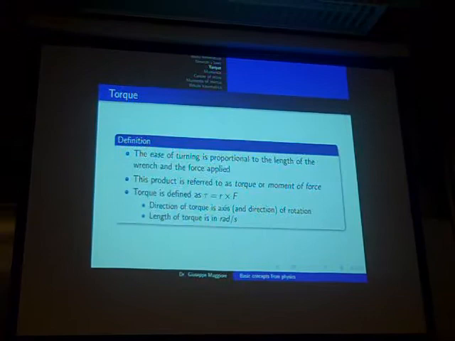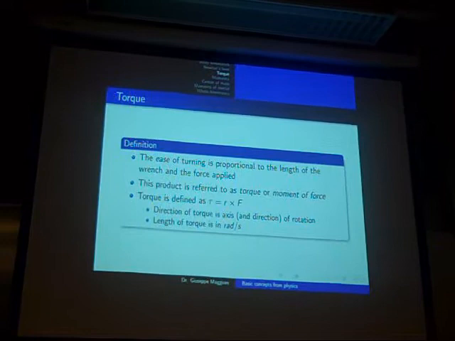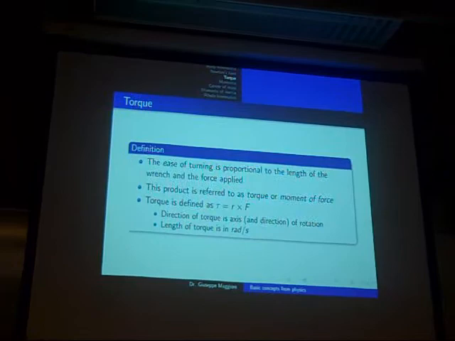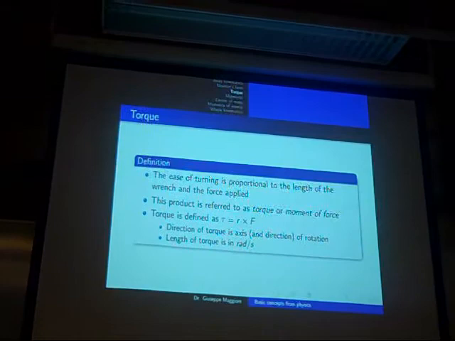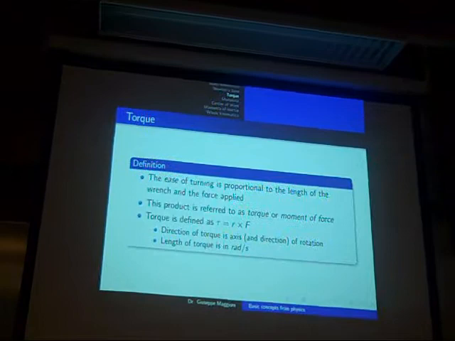Sorry? It's a vector. So it has a direction and a length. I often ask things if they're on the slides. So the direction, the normalized torque vector, is the axis of rotation.